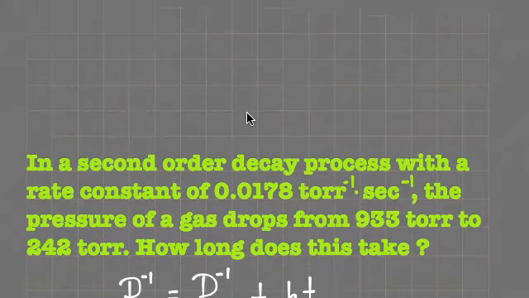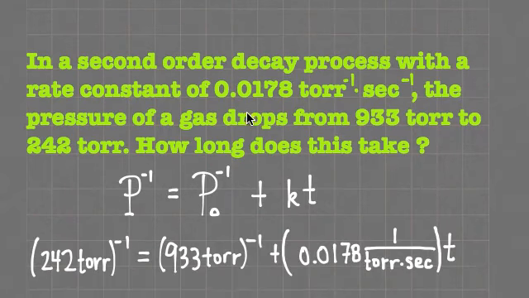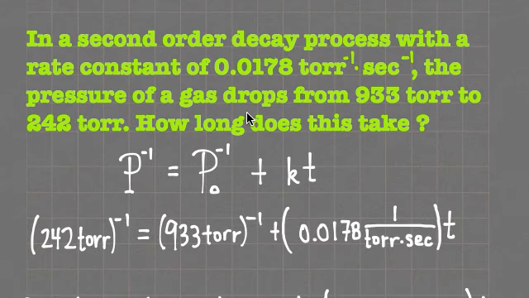Alright, one more example for pressure of gases. In a second order decay process with a rate constant of 0.0176, 1 over torr seconds, the pressure of the gas drops from 933 torr to 242 torr. How long does this take? How much time does it take? So here's the reciprocal of my pressure at a particular time t. Here's the reciprocal of my pressure at the original concentration, 933, 242, and the constant was told to me.